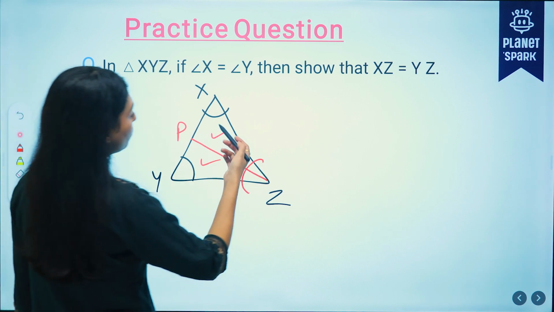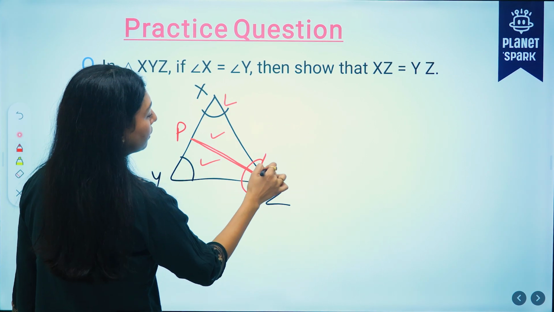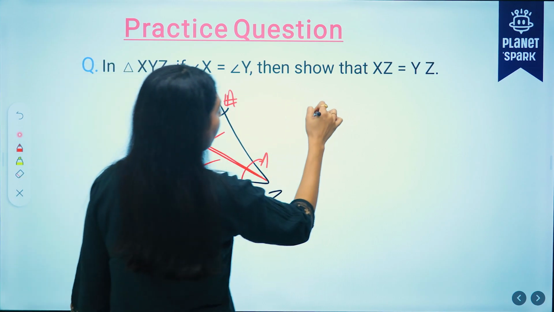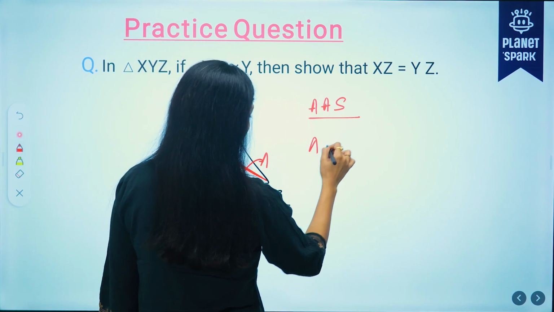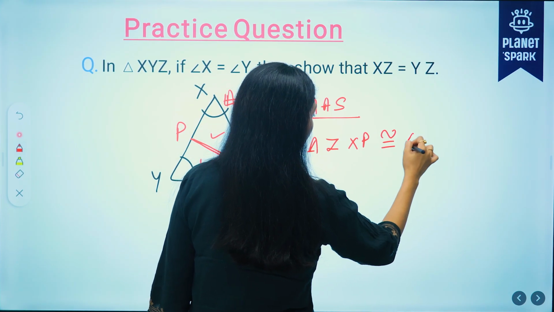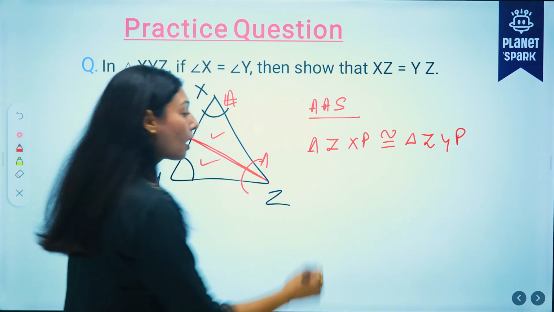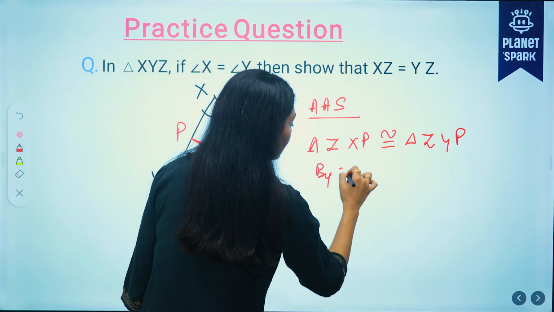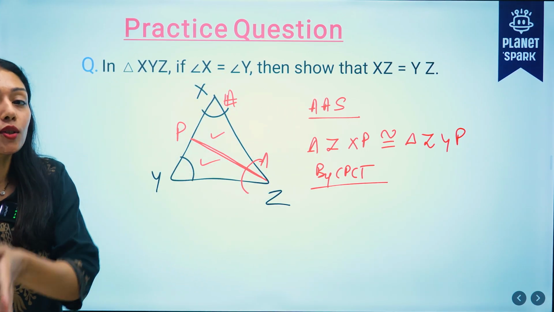So what can we do there? We know the criteria: angle, common side, angle, right? So again by AAS criteria, which two triangles are congruent? Triangle ZXP is congruent to triangle ZYP. Then by CPCT, what can we write there everybody? The rest of the parts are also equal.